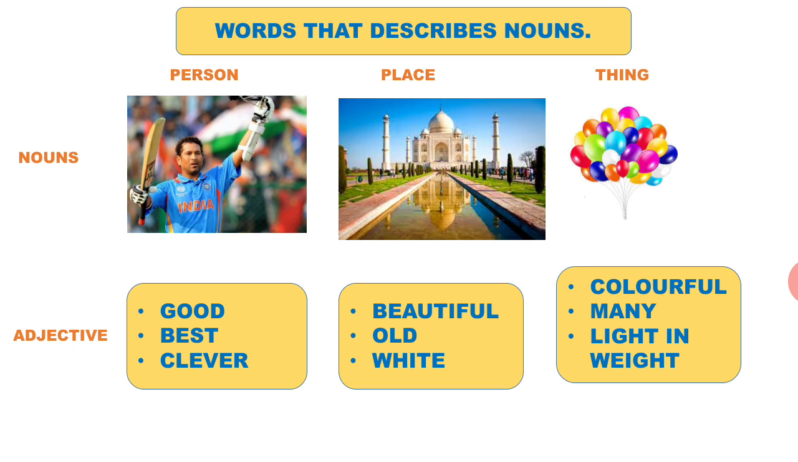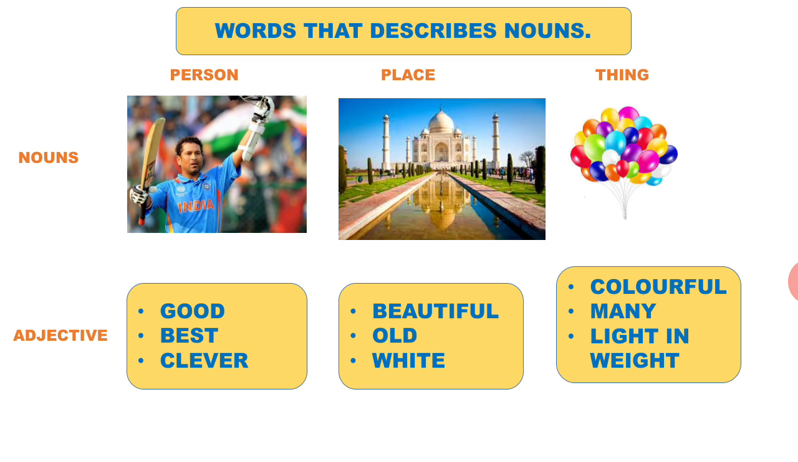Now we will see a place, Taj Mahal. Taj Mahal is a beautiful place. Taj Mahal is an old place. Taj Mahal is built of white marble. So here beautiful, old, white, these are all qualities of the place, Taj Mahal. So again these are describing words.